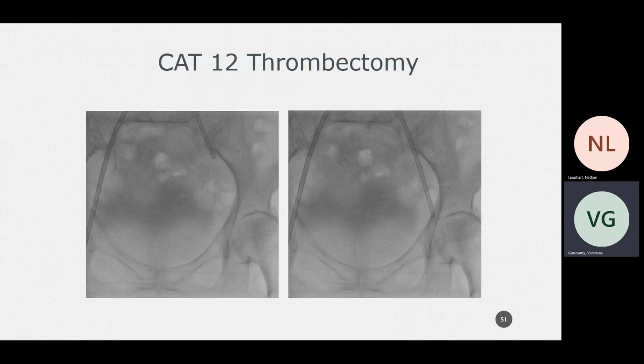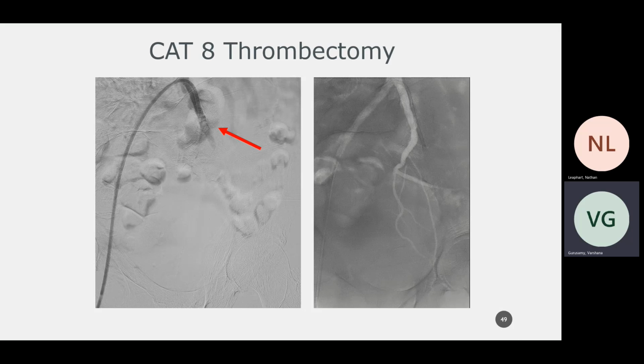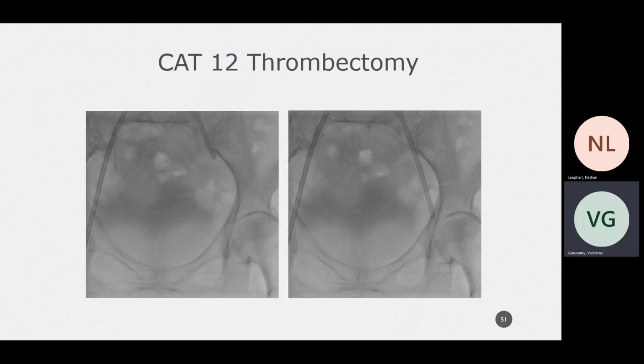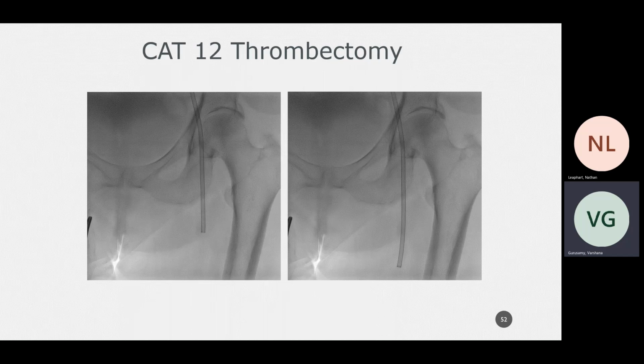So here's where we used that 8 French sheath. When we were moving this catheter up and down, it was getting clogged, and we thought the clot was too big. So we went ahead and upgraded that to a 12 French catheter. And this is that 12 French Cat 12.